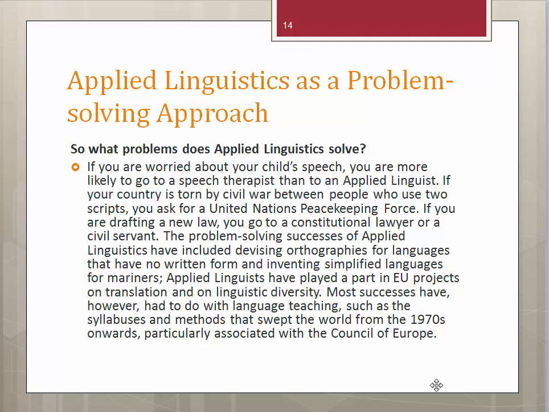The problem-solving successes of applied linguistics have included devising orthographies for languages that have no written form and inventing simplified languages for mariners. Applied linguists have played a part in EU projects on translation and on linguistic diversity. Most successes have, however, had to do with language teaching, such as syllabuses and methods that swept the world from the 70s onwards, particularly associated with the Council of Europe.